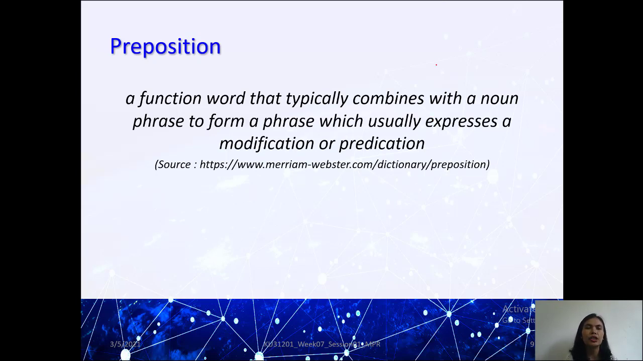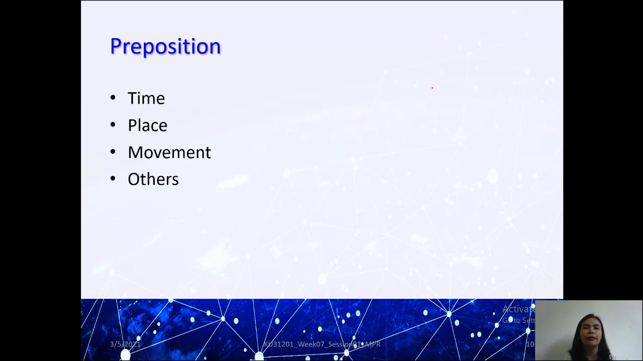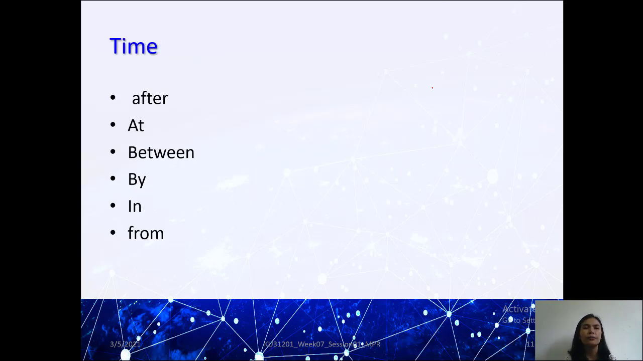Okay, so let us check the examples of preposition. There are four that I am writing over here. We have preposition of time, preposition of place, preposition of movement, and there are actually other kinds of prepositions. So we're going to look at this one by one. So what is actually preposition of time? I think everybody knows this one. We already talked about time clause. So at, between, after, before, by, in, and from. These are the examples of preposition of time.